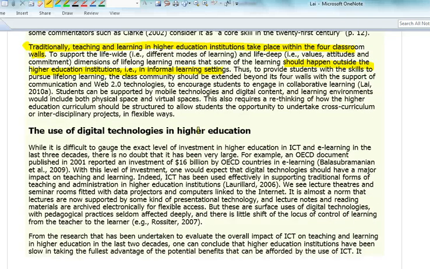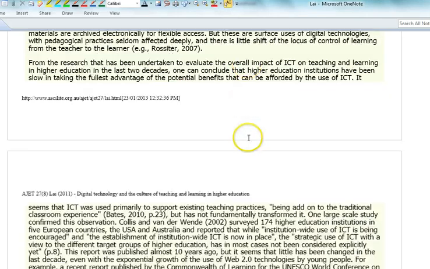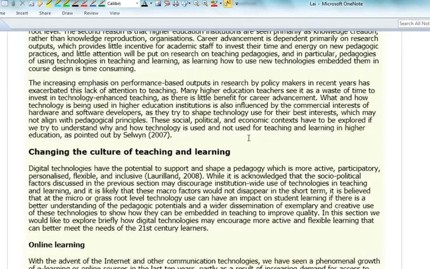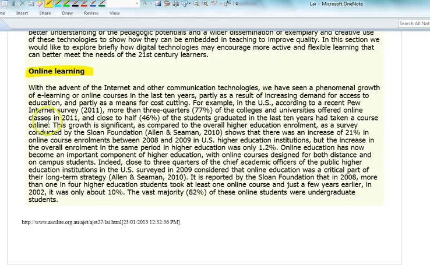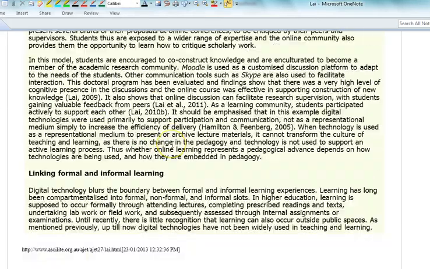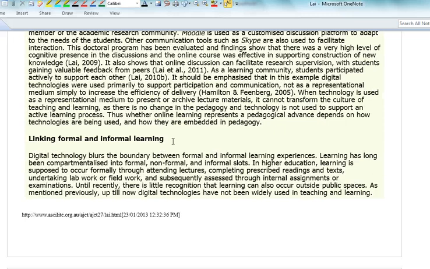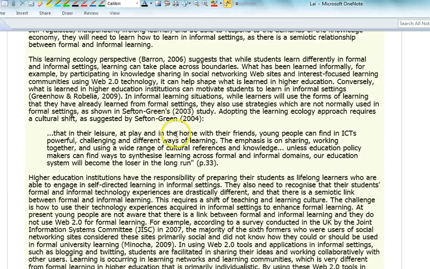The rest of the article goes into digital technologies in higher education, as well as a few other points on a bit of expansion on online learning. So that's just a brief overview there of this article by Lai. Sorry, the last point, again mentioning the link between formal and informal learning, which is supported by constructivism, and is supported also by the use of technology.